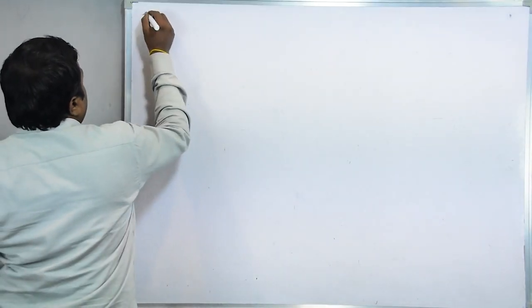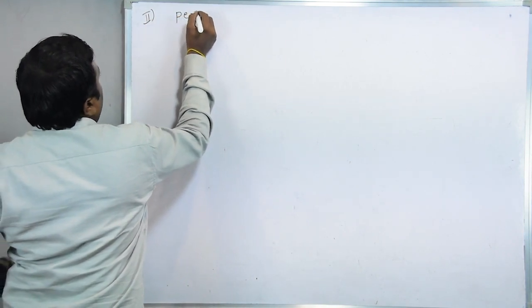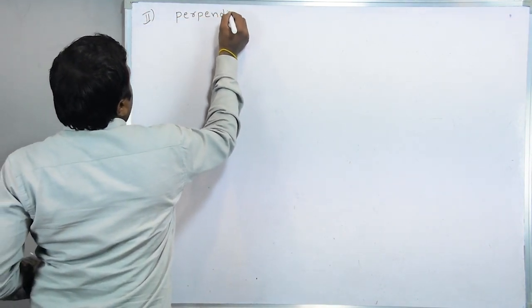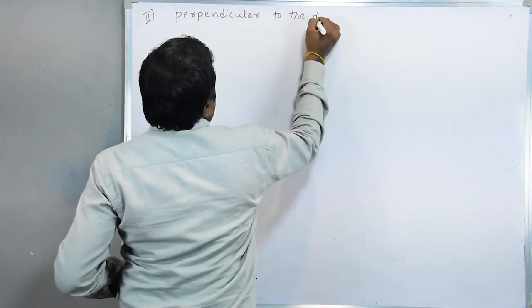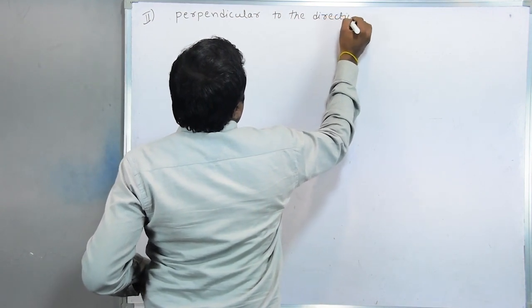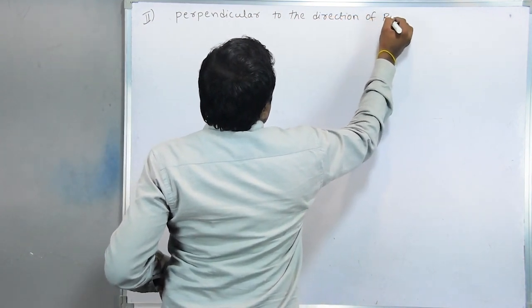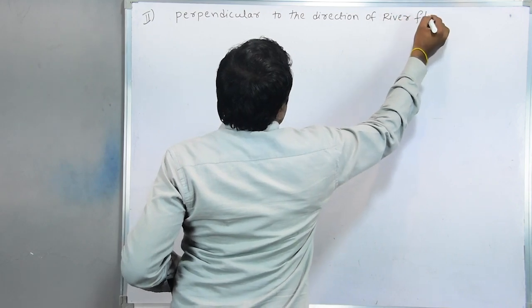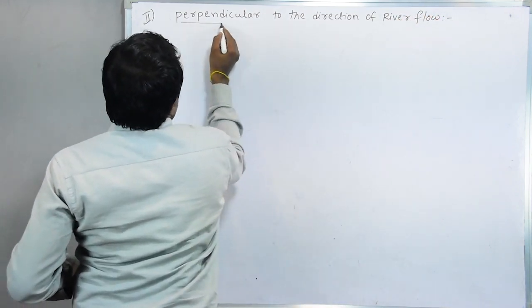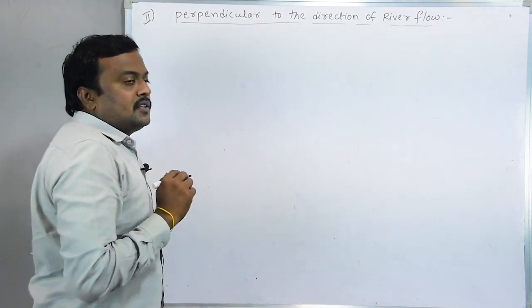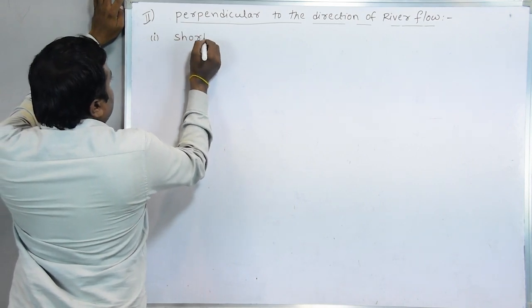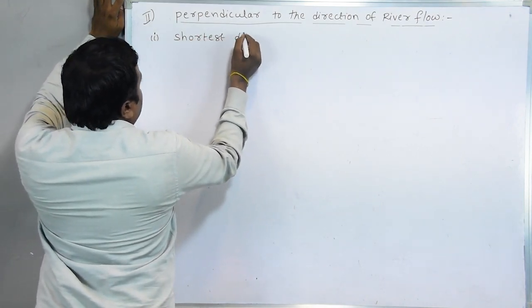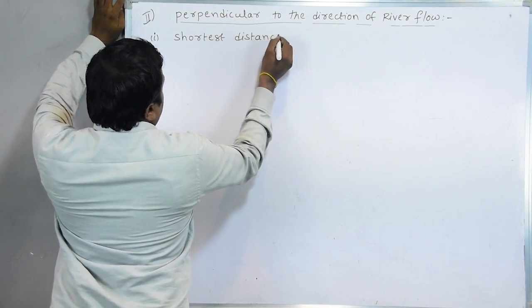Okay, next case, you see. Second case: perpendicular to the direction of river flow. In this also, three different cases exist. First case, shortest distance. Call it shortest distance.